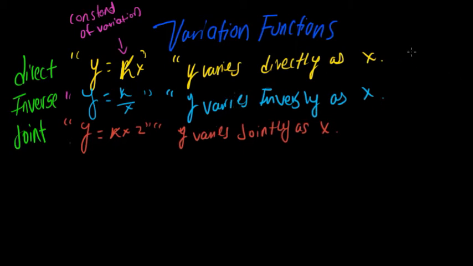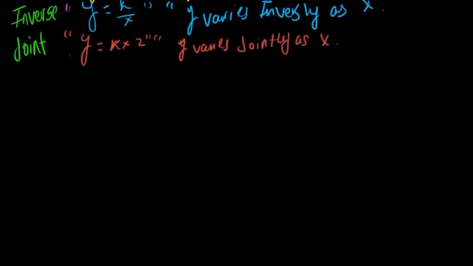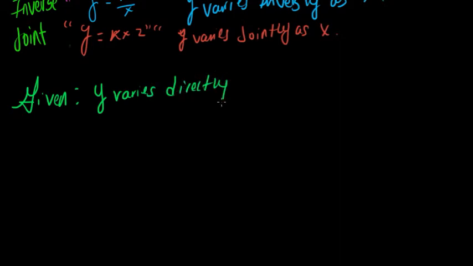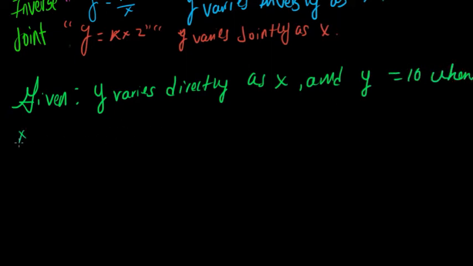Let's go ahead and start with direct variation. Let's do a couple of problems so you can see how this applies. Let's say it says, given that y varies directly as x and y equals 10 when x is equal to 2.5, write and graph the direct variation function.